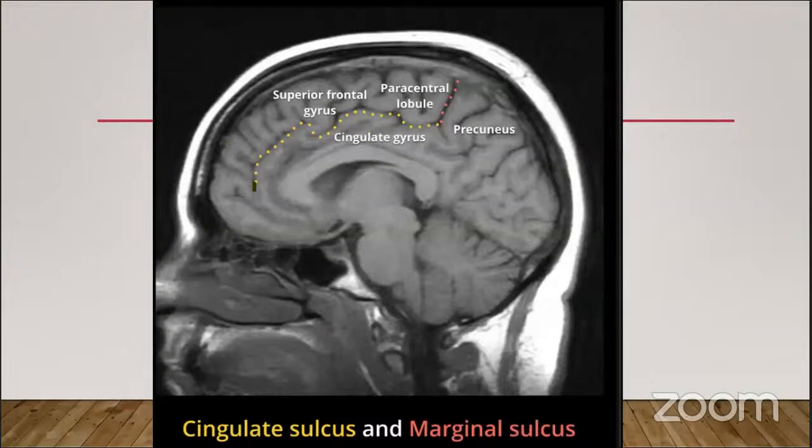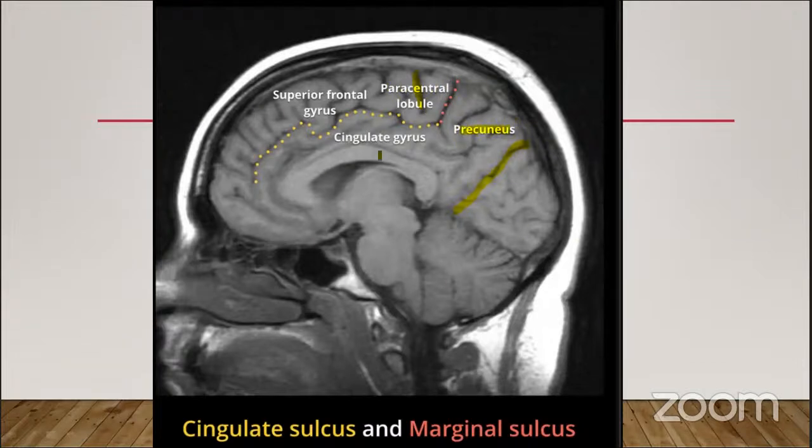Again, on the medial surface, we have drawn the cingulate sulcus for you. This is the cingulate sulcus, highlighted in yellow. Its posterior upward continuation is known as the pars marginalis. The anterior part to this pars marginalis is the paracentral lobule, the continuation of the central sulcus on the medial surface, and then the superior frontal gyrus. Also, you can appreciate the parieto-occipital sulcus. The area anterior to the parieto-occipital sulcus will be the precuneus. Just anterior to the ascending marginal, you have the paracentral lobule.